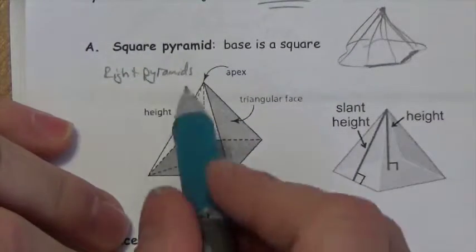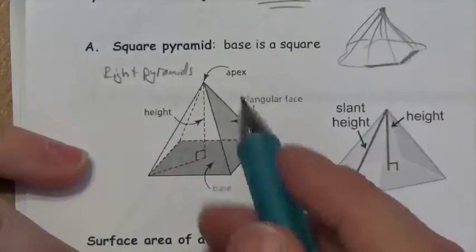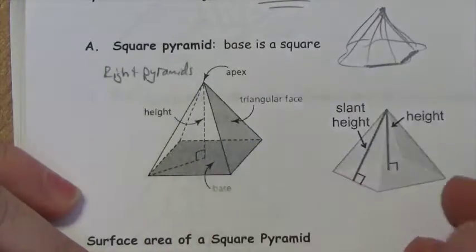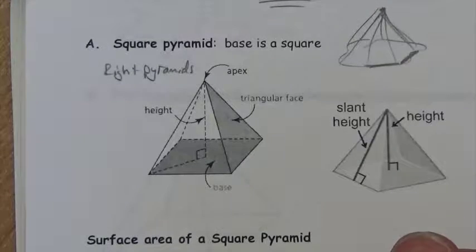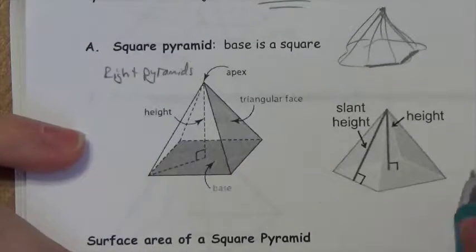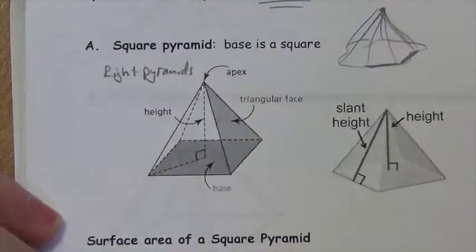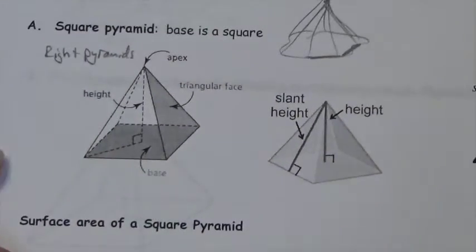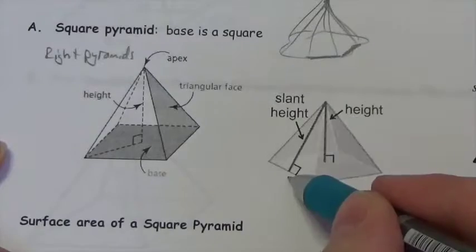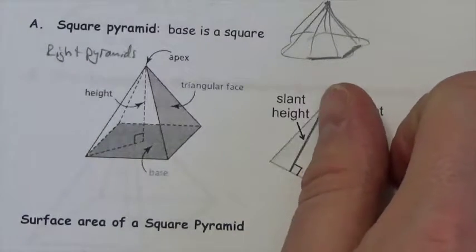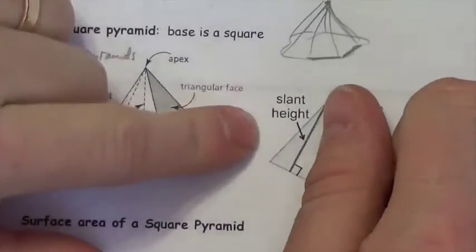In the case of a square pyramid, you're going to get four sides, and these four triangular sides are all going to have the exact same area. Now, when we're coming up with the surface area, what's important to us is the slant height, because in order to get the surface area of a pyramid, we need to know the area of that triangle.